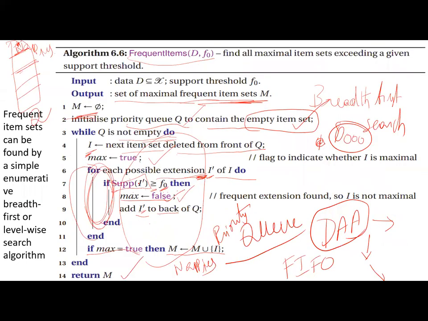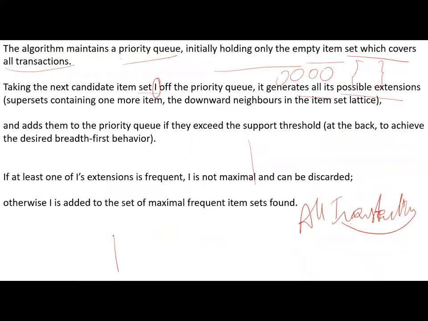Right. So after the 8 are selected, you take I dash. I dash means transaction 1. Suppose support of I dash is greater than or equal to the threshold. So yes, first nappies will be added into our queue. So here nappies will be added to our queue.